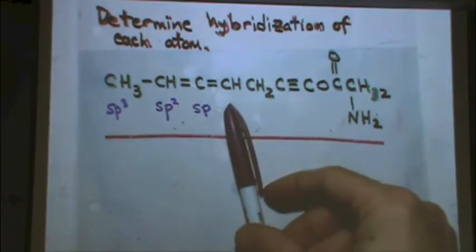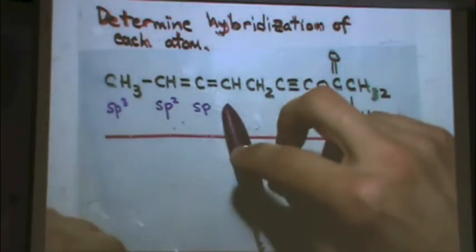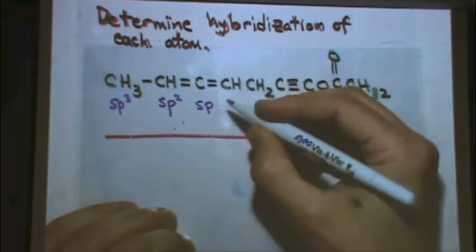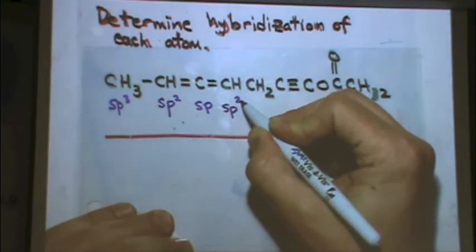Next carbon. How many groups? You should see 3 again. A double bond to the left, a single bond to a carbon on the right, and then a single bond to that hydrogen that's sitting on it right now. So 2 single bonds and a double. I count a total of 3 groups. That's sp2.